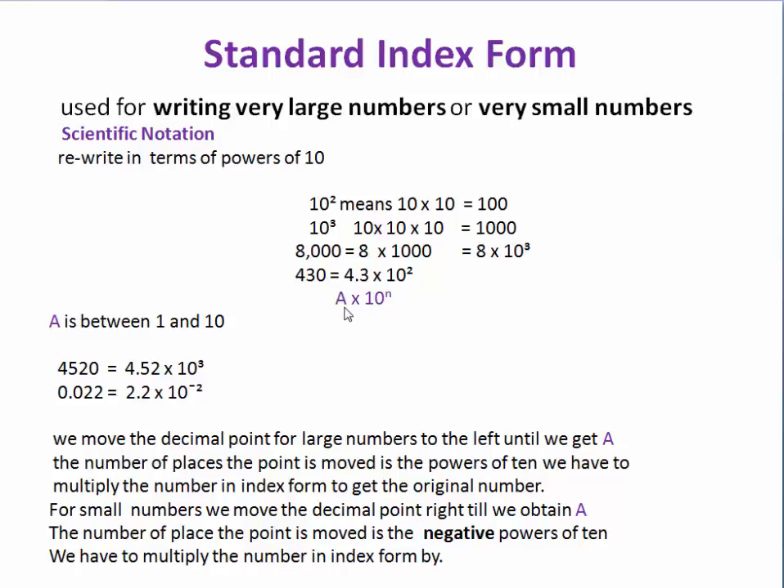When we're writing in standard index form, this is the general rule: a times 10 to the power n, where a is a number between 1 and 10. So it's not 10, it can't be two digits. It has to be 1, 2, 3, 4, 5, 6, 7, 8, 9, point something, 1 point something, 2 point something.